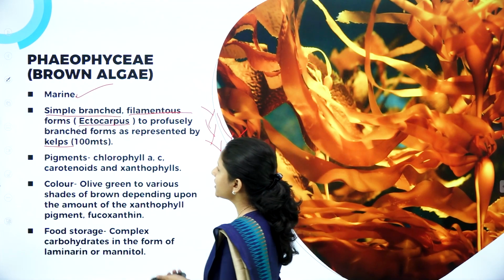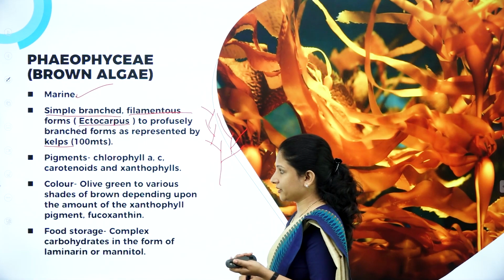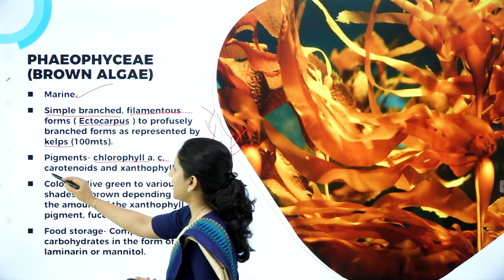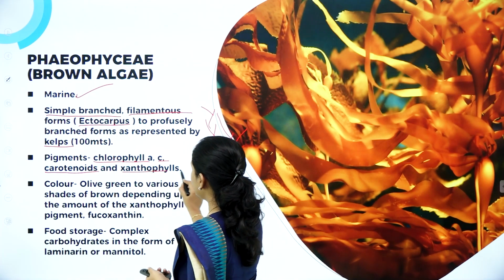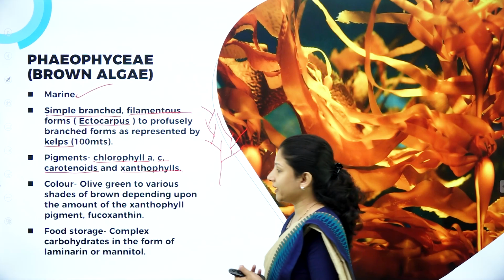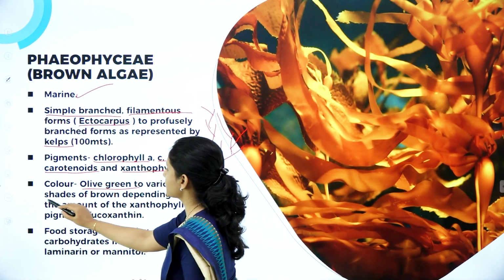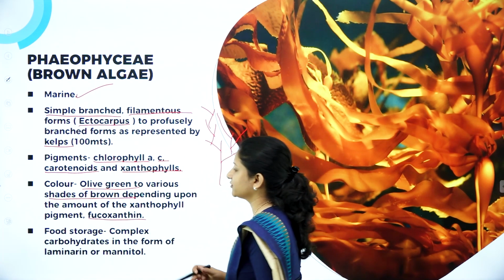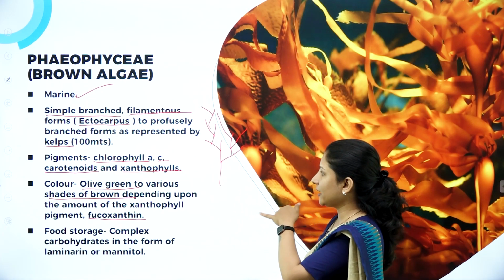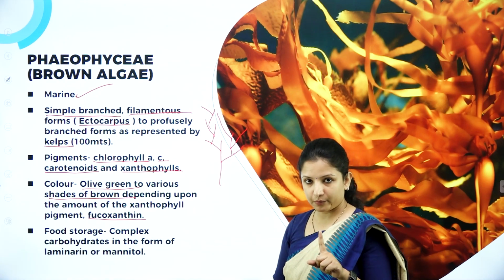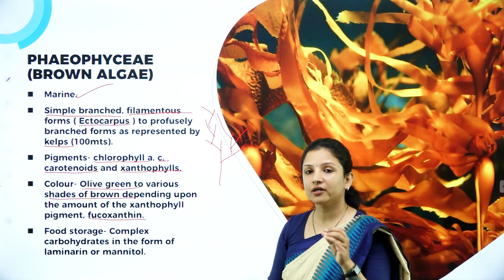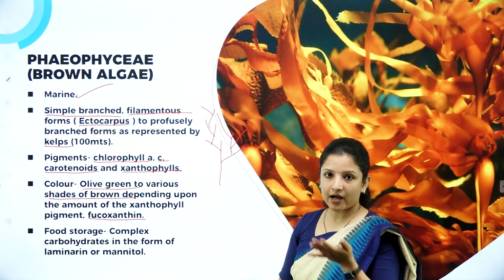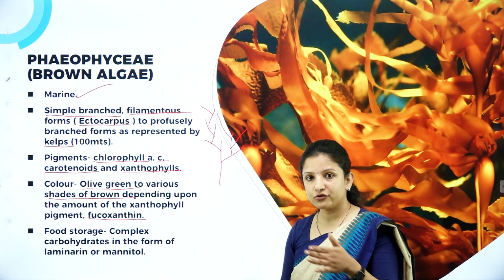So that is profusely branched, and they are brown in color because they have some pigments. Apart from fucoxanthin, they have chlorophyll A and chlorophyll C, and they have carotenoids, which are orange colored pigments, and they also have xanthophylls. Because they have these pigments, they are olive green to various shades of brown in color, depending upon the amount of the xanthophyll pigment, that is fucoxanthin, present. Based on how much fucoxanthin is present in a particular Phaeophyceae member, the color varies. It can be olive green to different shades of brown.